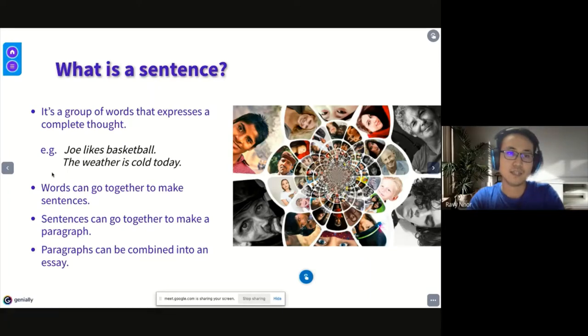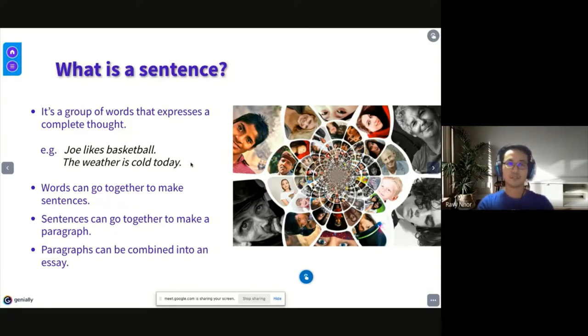And another example, the weather is cold today. The weather is a word, is is also a word, cold is also a word, it's an adjective, but it's also a word. Today is also a word. And these words combined together become a sentence, okay?